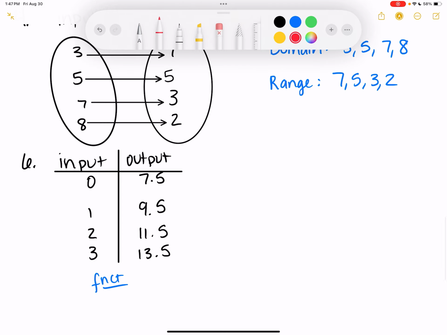So then, like I said, this question doesn't ask it, but just for practice, what are my domain values for this problem? 0, 1, 2, 3. Yep, 0, 1, 2, and 3. How about range? 7.5, 9.5, 11.5, and 13.5. Yep, everything out of the output column.